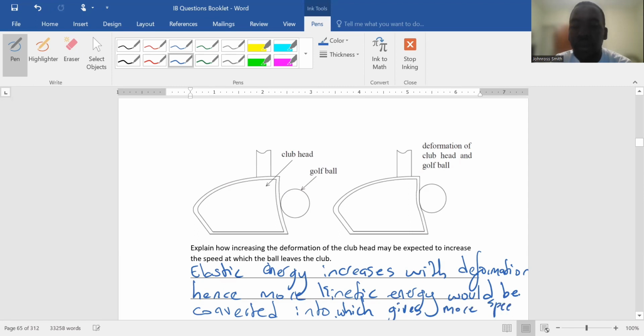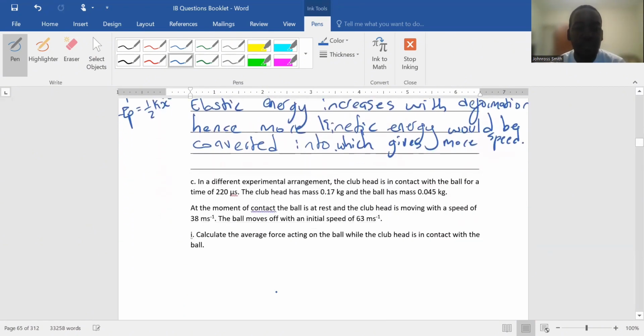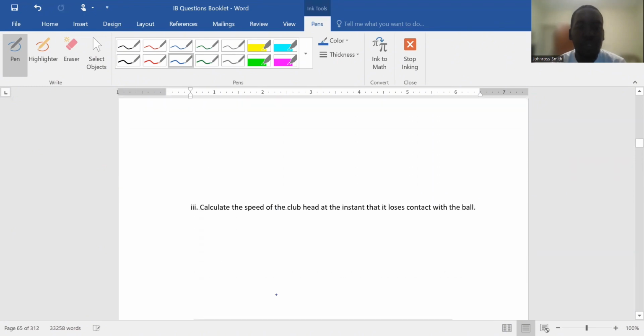All right, so that's all we need to have here, because we know that elastic potential energy is equal to half times kx squared. So if this x increases, which is deformation, then that means the potential energy also increases. And if that increases, then that means we have more energy to be converted into kinetic energy. And therefore, if kinetic energy increases, then the speed of the motion will increase. All right, we're coming on good.